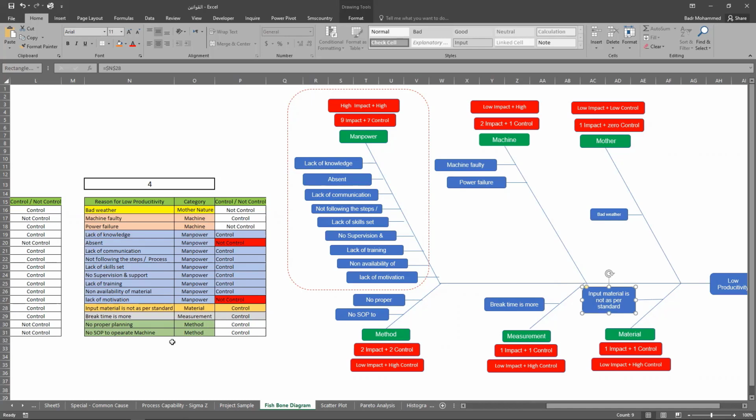So now if I ask you, what is the root cause for the low productivity from this drawing in front of you? Come on, guys, I need to hear your voice.